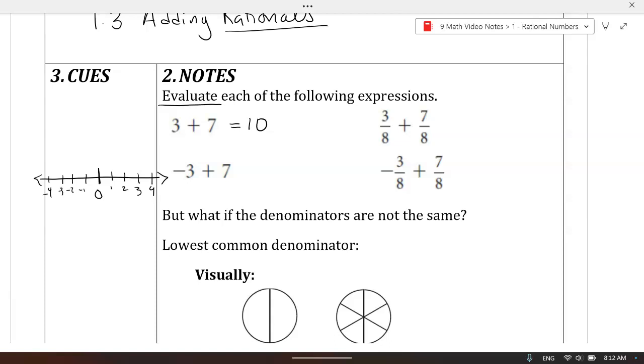So if we're to embark on this question right here, we know the starting place, it's negative 3. So I'm going to put a dot right there. And then I'm going to add 7. So whenever we're adding, we're going in this direction. Whenever we're subtracting, we're going in the opposite direction. But since we're adding today, we're going to go to the right. So I'm going to go up 7 places. So 1, 2, 3, 4, 5, 6, 7. So negative 3 plus 7 is 4.